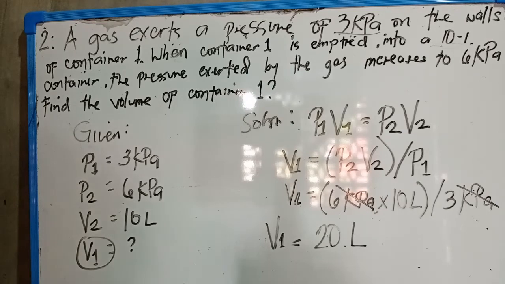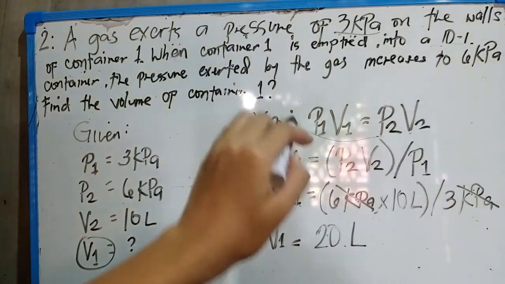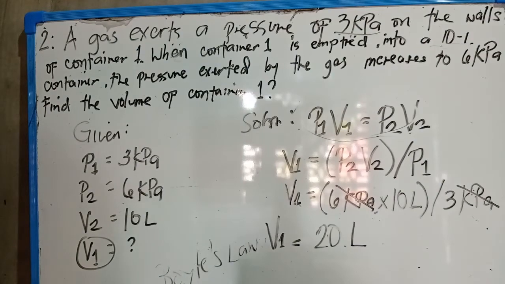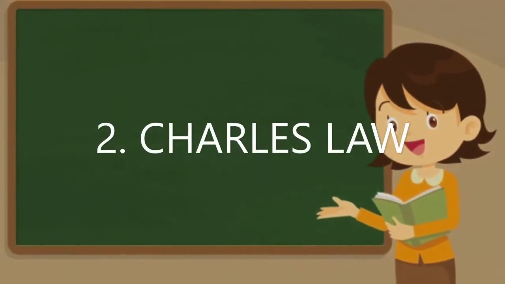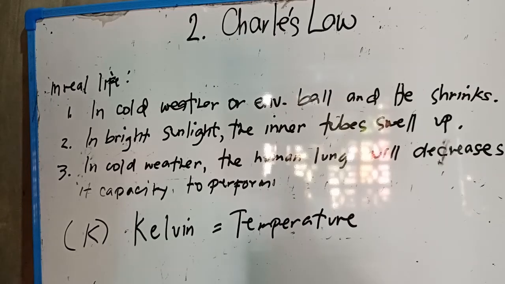So in this given, we already assume that the temperature and the quantity remain constant. So that's the reason why there are no other changes except that we solve for the initial volume. So this one is also an example of Boyle's law, because we use the formula of Boyle's law, our second law of gases.